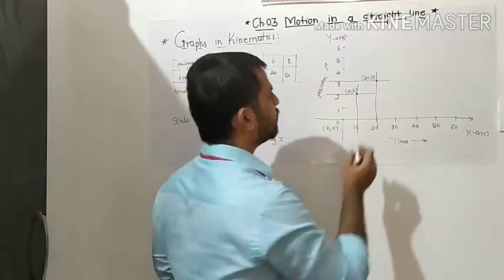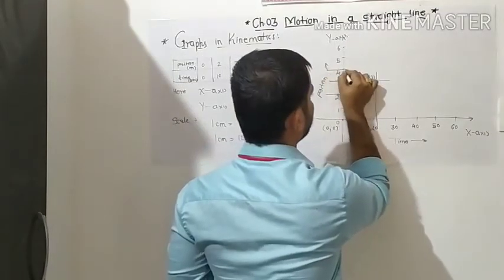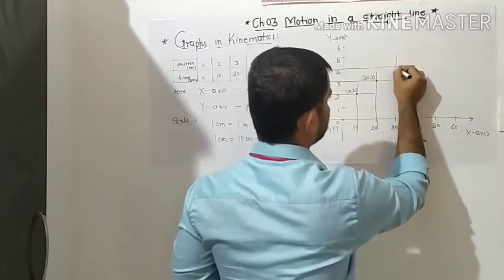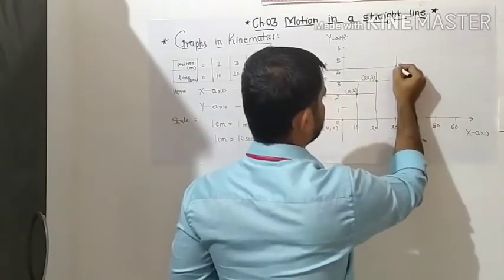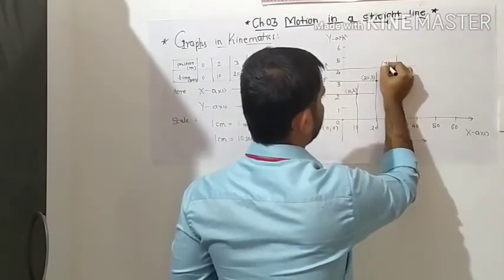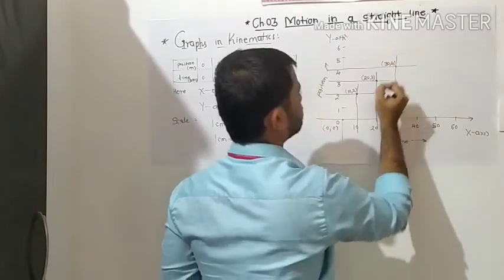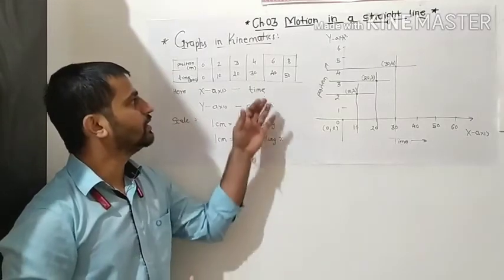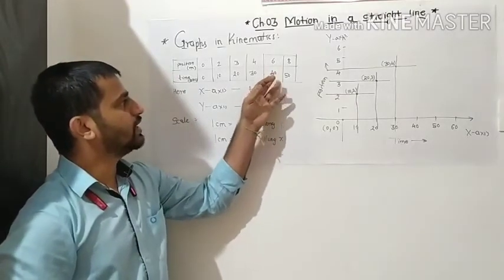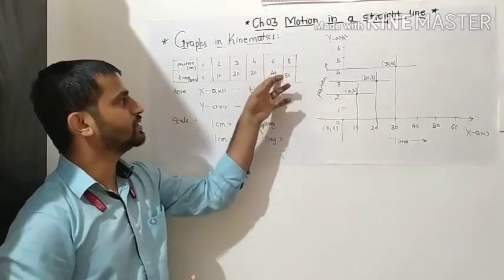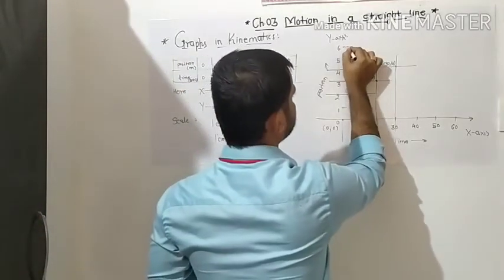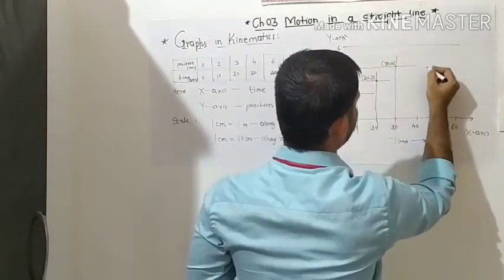Then the third one is 4 and 30. Draw a perpendicular from this 4 to the y-axis, and draw a perpendicular from this 30. So here it is 30 and 4. Then we have 6 and 40. So we draw a perpendicular from this 6, and another perpendicular from this.